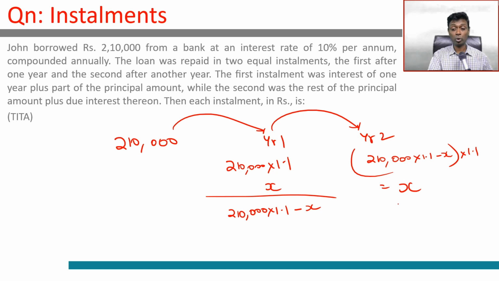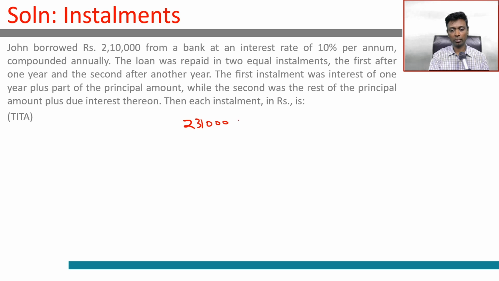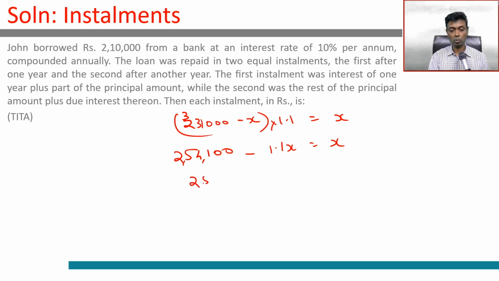So 210,000 into 1.1 minus X into 1.1. 11 ones are 11, 11 twos are 22, 23, 2, 31. 2,31,000 minus X into 1.1 equals X. So let's write down this equation. 231,000 minus X into 1.1 equals X. 11 ones are 11, 11 threes 33, 34, 4, 3, 22 plus 3, 25. 2,54,100 minus 1.1X equals X. 254100 equals 2.1X.